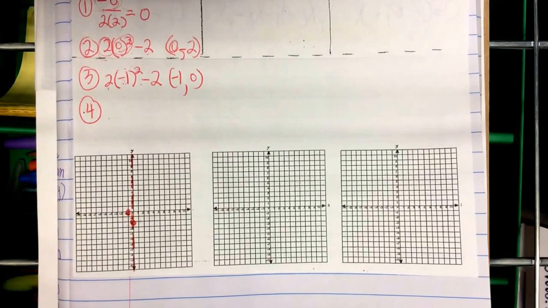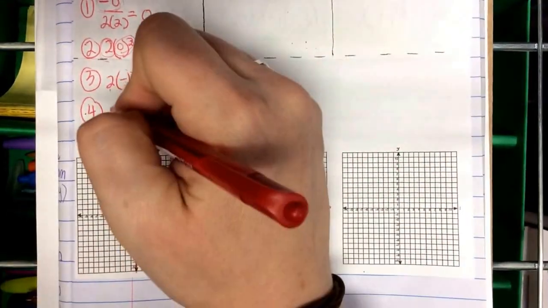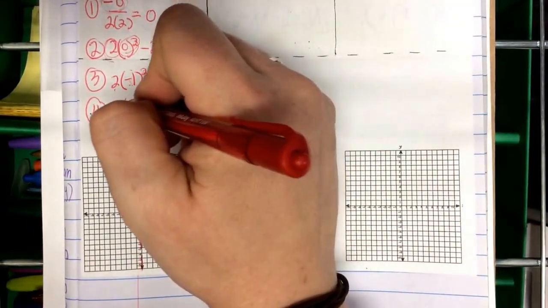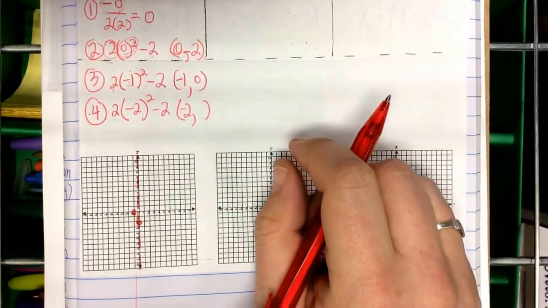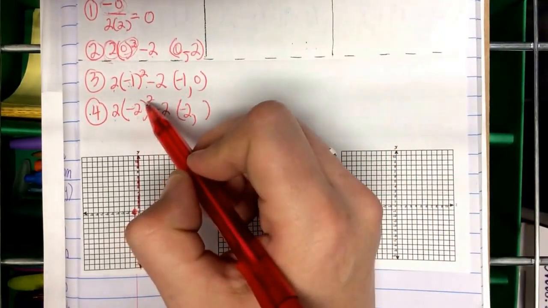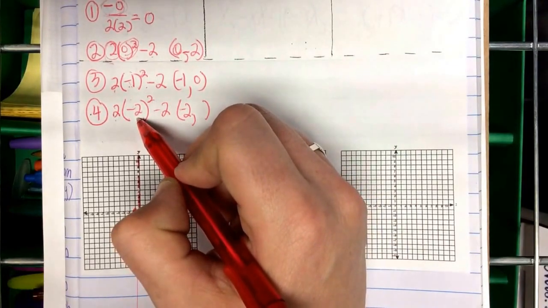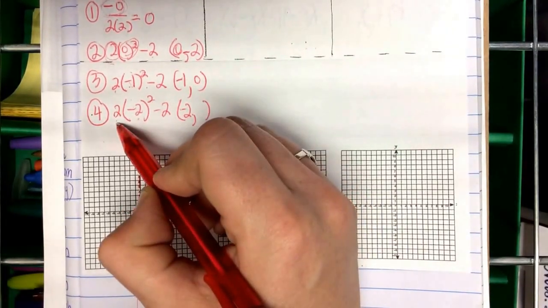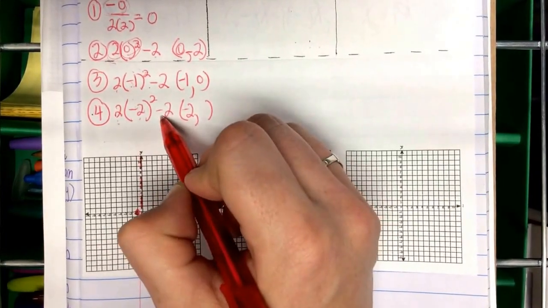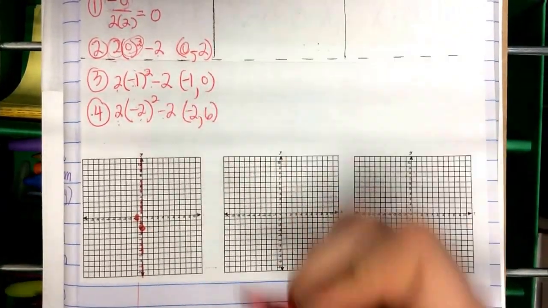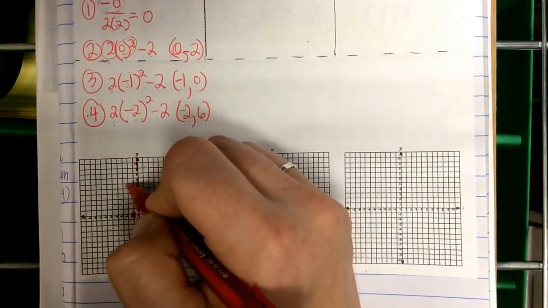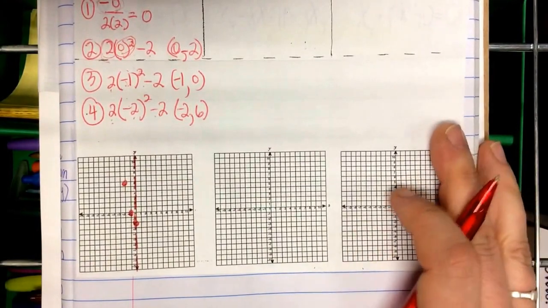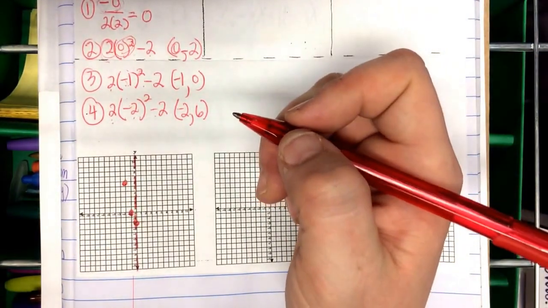Step 4. What number should we substitute? You could do negative 24. I'm going to try negative 2. So negative 2 squared, negative 2 times negative 2 is 4, times 2 is 8, minus 2 is 6. So negative 2, 6. Am I done? What do I do?